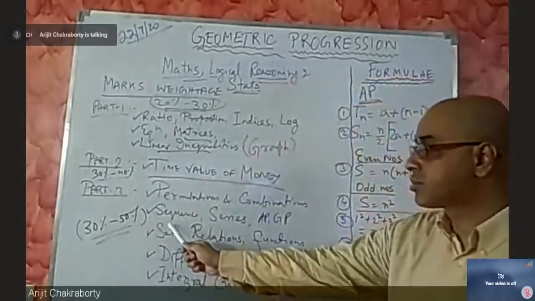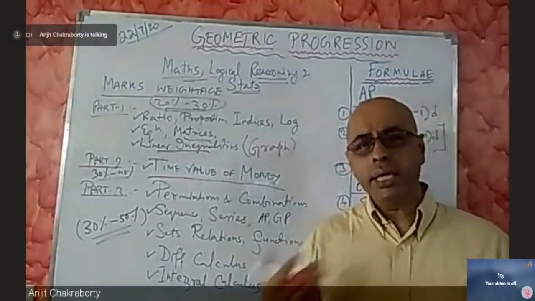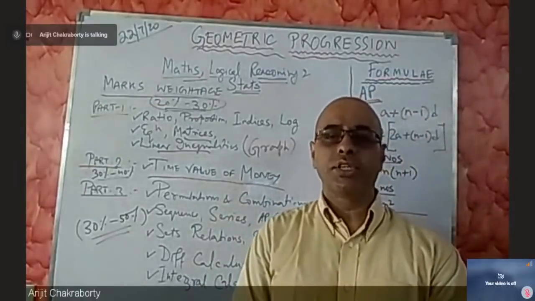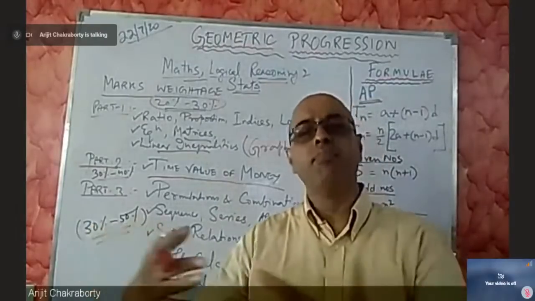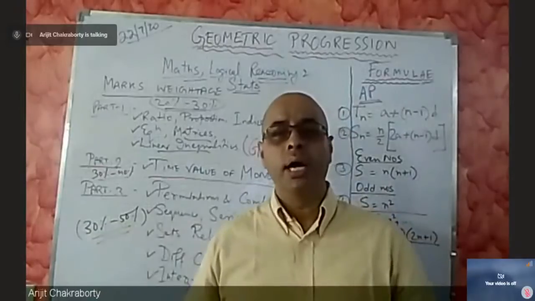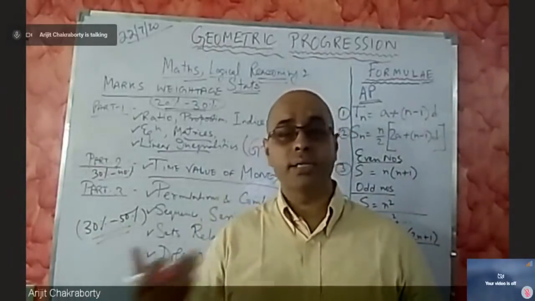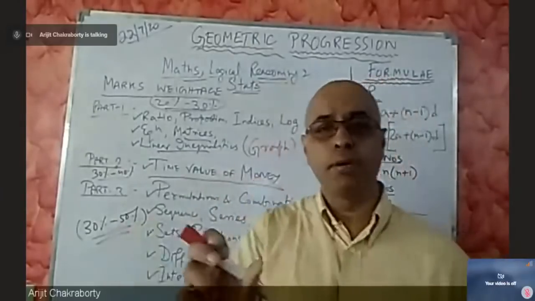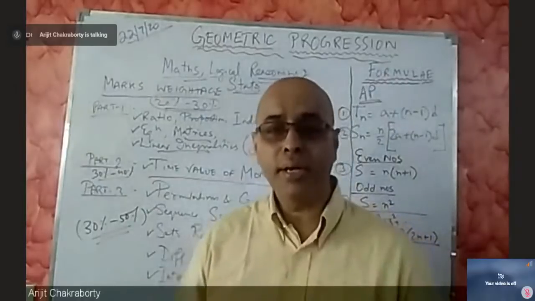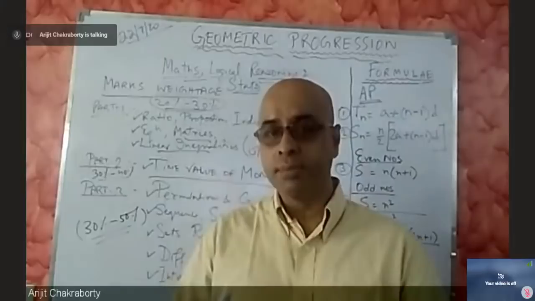Next, I move on to sequence, series, AP and GP. Sequence, we have discussed in the last day. Sequence is something which is a set of numbers. It is again an array of numbers, an arrangement of numbers, a collection of numbers, which has some pattern, right? I discussed about TOP, T for trend, O for order, and P for pattern. So, this is important.